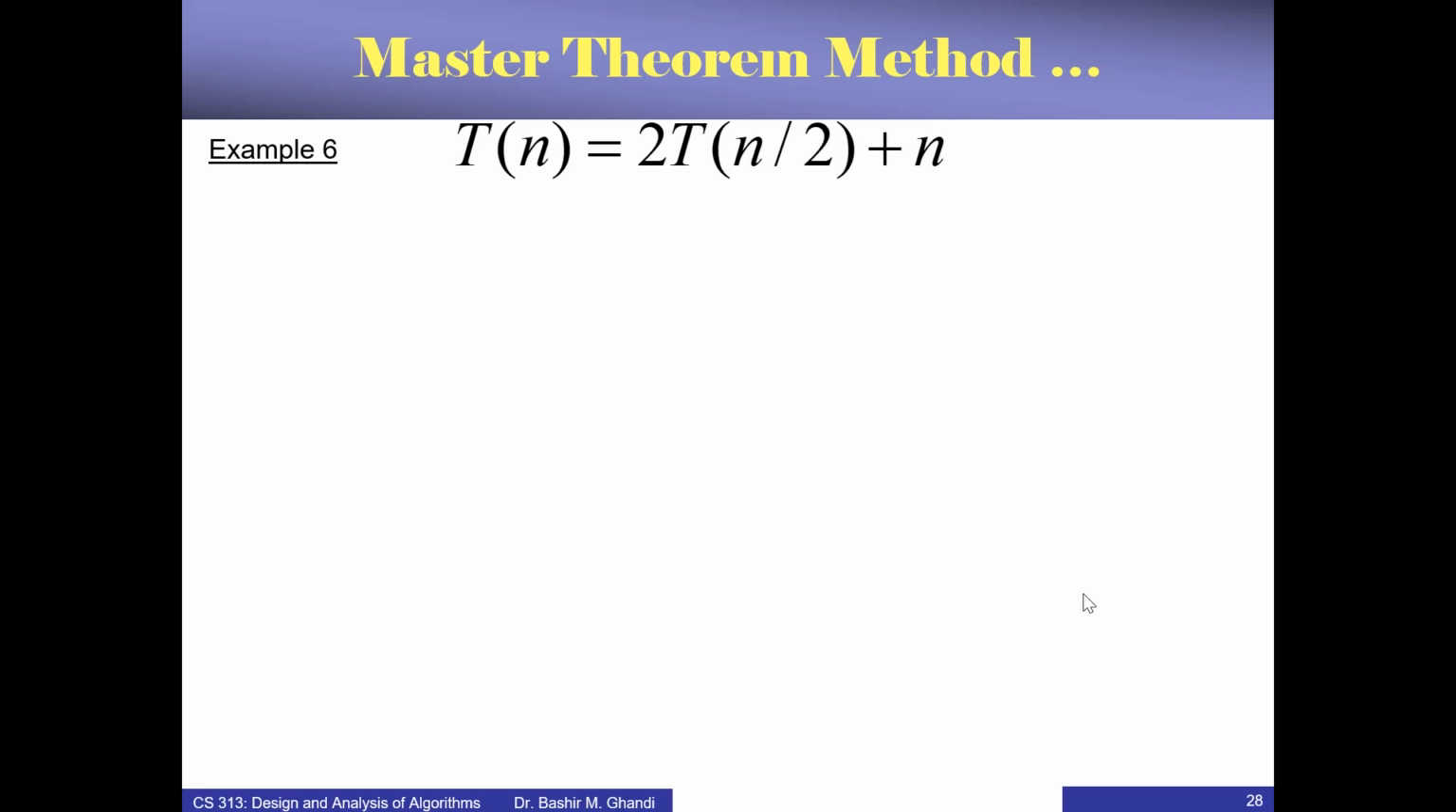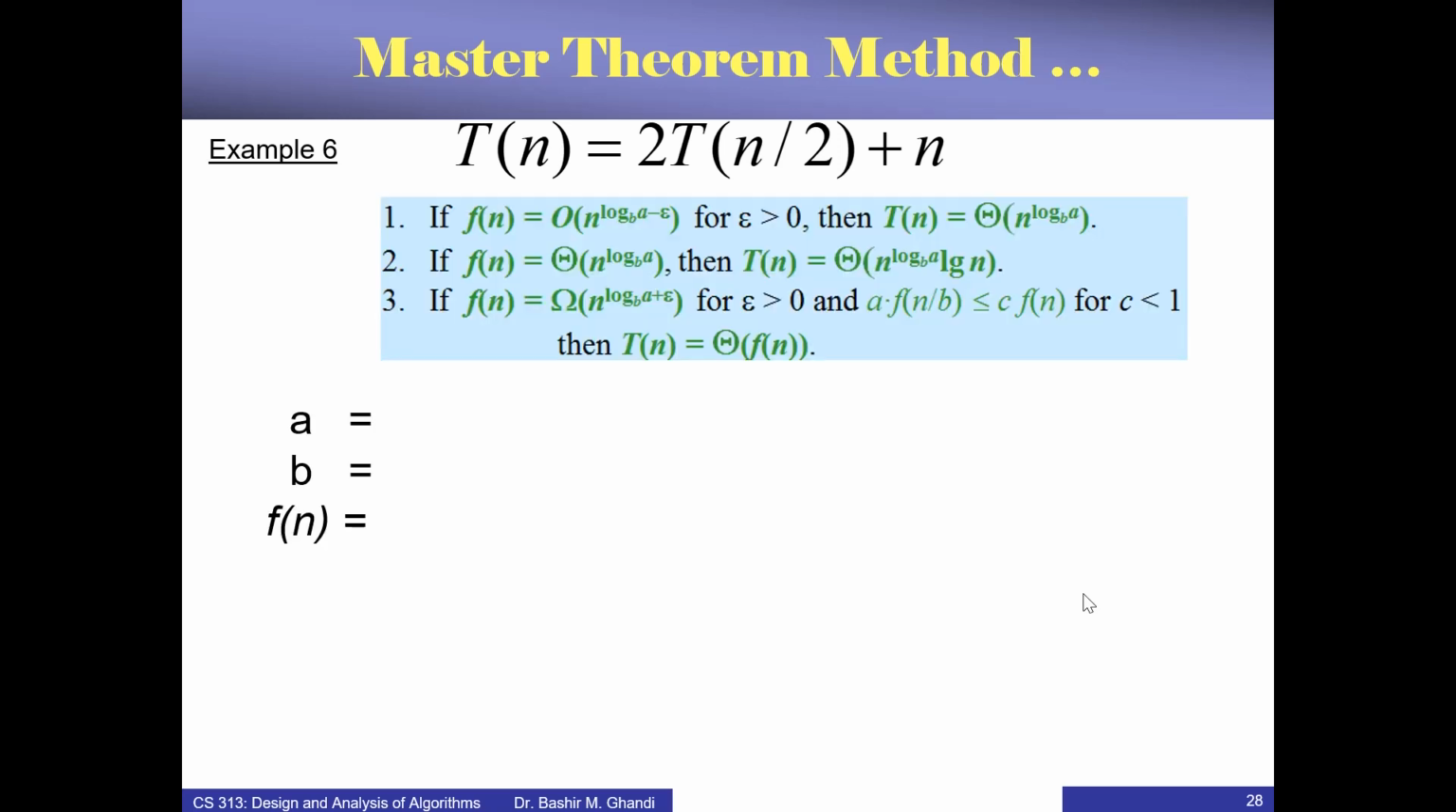Example number 3, T(n) is equal to 2T(n/2) plus n. So again you have to find your values a, b, and f(n). So obviously a is equal to 2, also b is equal to 2, and f(n) in this case is n. So if you compute n to power log of a to base b, it's going to be n to power log of 2 to base 2. And log of 2 to base 2 is definitely 1. So actually you have n.